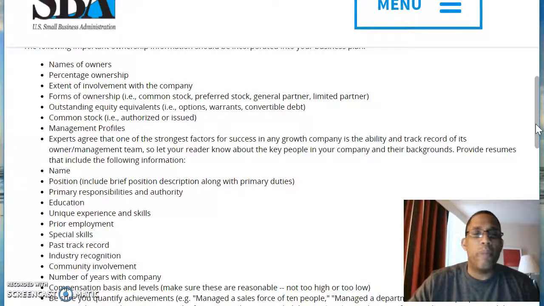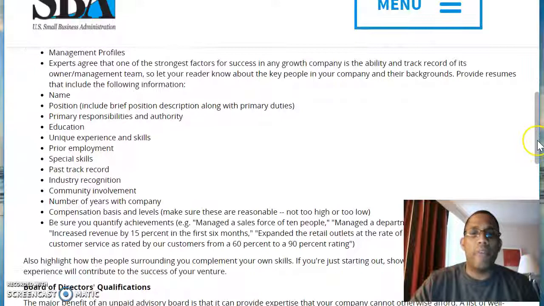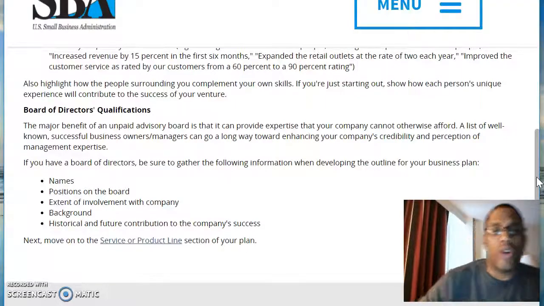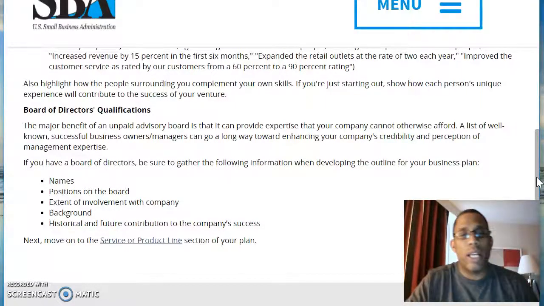What's the education of the people involved? What are their special skills? What are their past track records? All these things have to be inside the document. Now, if you're going to have a board of directors, this is the information we have to have about the board: names, positions on the board, extent of involvement in the company, their background, and any historical or future contribution to the company's success.